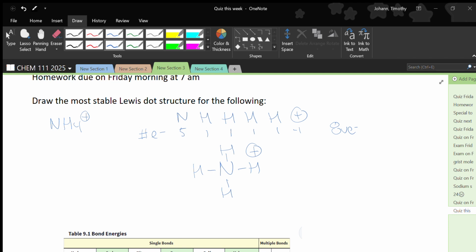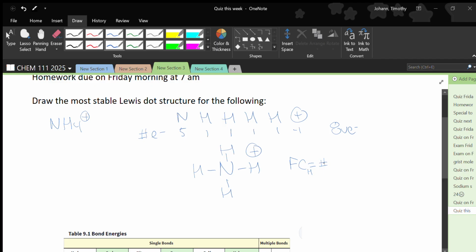How do you determine where the plus charge goes? You would use formal charges to determine that. Okay, so let's go ahead and do that. So hydrogen, remember how we do our formal charges? Our formal charge is going to be equal to the number of valence electrons. So let's do the formal charge for hydrogen.